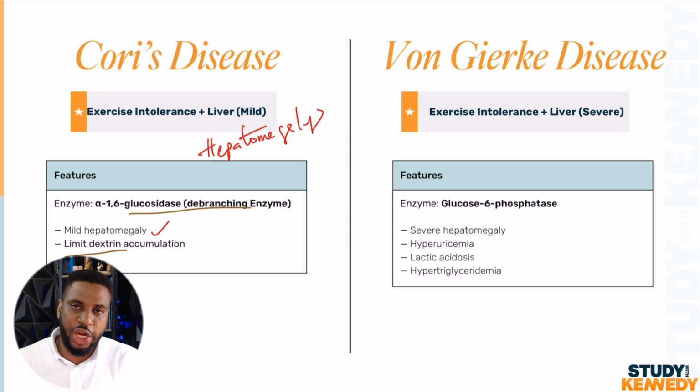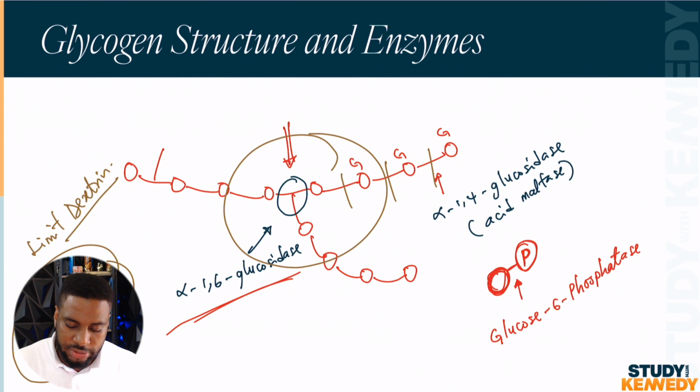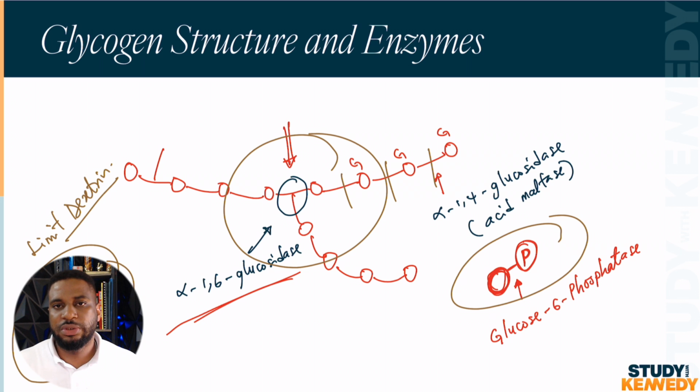Next, we have von Gierke disease, perhaps the most severe of them all. Von Gierke disease is exercise intolerance plus liver, severe in this case. Exercise intolerance plus liver, severe, or severe hepatomegaly. Why is von Gierke's disease so severe? You would remember once again that I told you when you release these glucose molecules, each of these glucose molecules is charged. It has a phosphate group. Think of that phosphate group as making that glucose molecule a charged molecule.